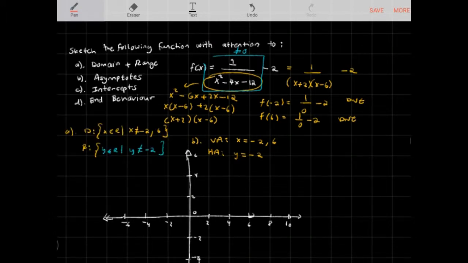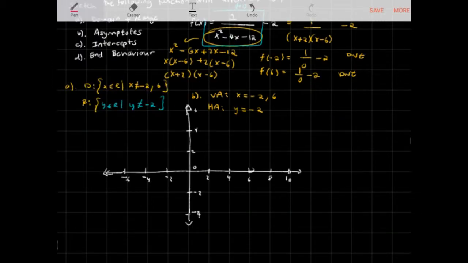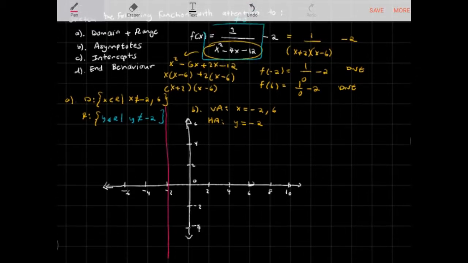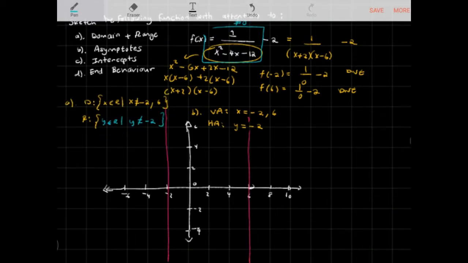Alright, so here's our Cartesian plane, and what we want to do now is plot our vertical and horizontal asymptotes on this grid. So our vertical asymptote here is negative 2, so I'm just going to do the vertical asymptotes in red. Okay, so it's negative 2, so this is one of our vertical asymptotes. The other vertical asymptote here is 6. So this value here. And we also have a horizontal asymptote at y is equal to negative 2.